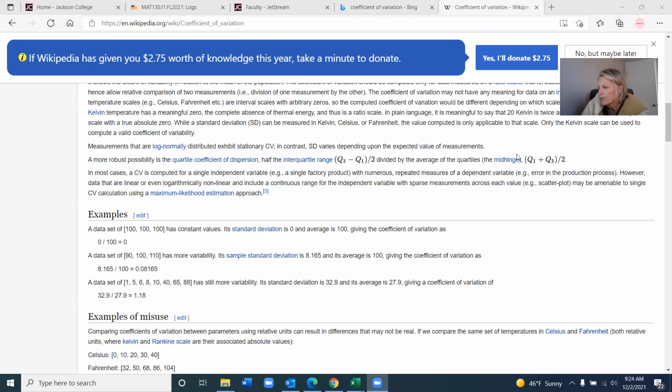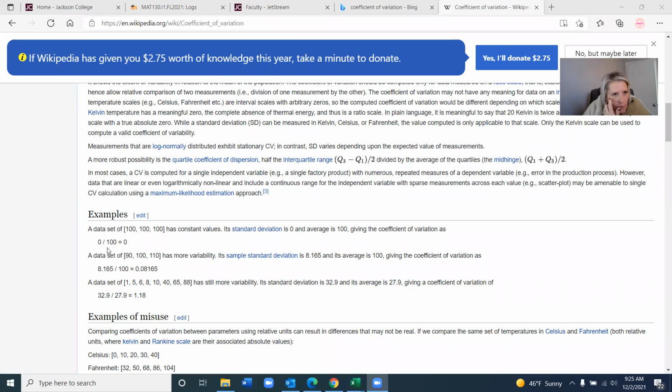So good morning, it's Thursday, December 2nd, and we are just talking about the definition of the coefficient of variation and what it really means. So the coefficient of variation is the ratio of the standard deviation as compared to the mean, which is saying what percent of the mean is your standard deviation.